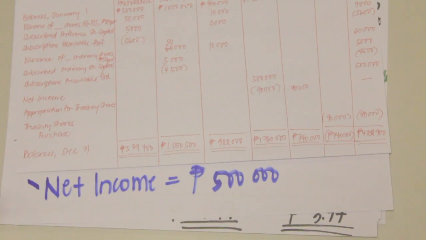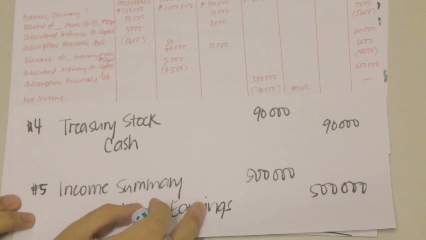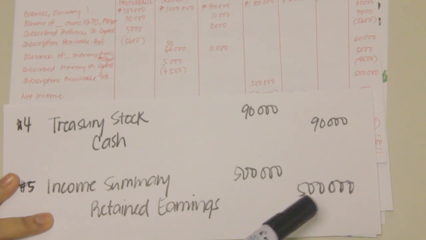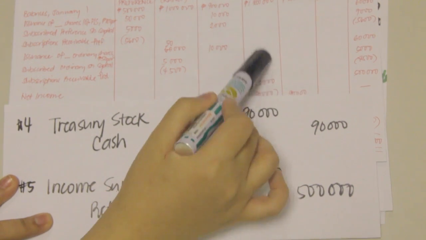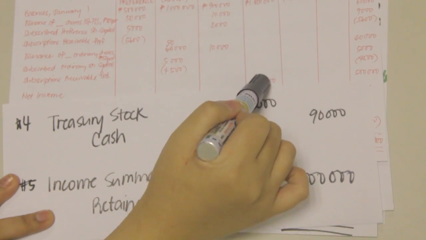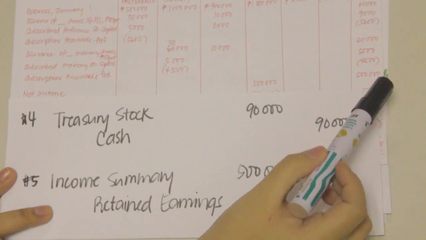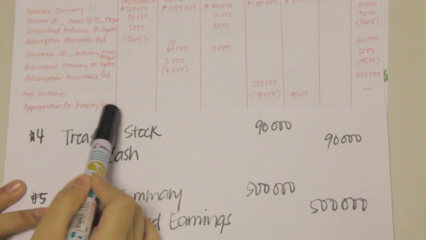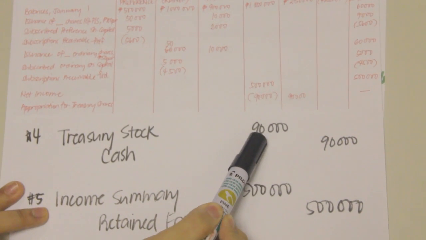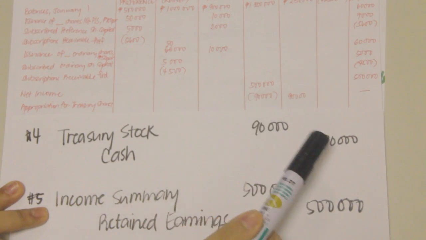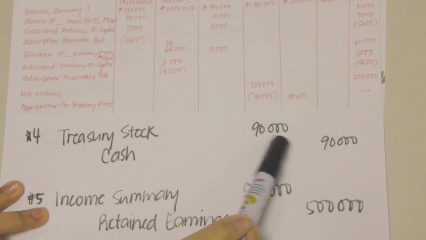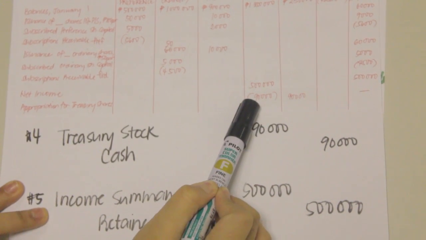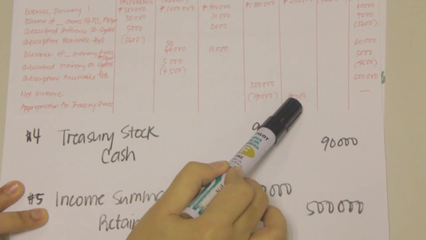And now we move on to recording your net income. Since it's a credit to retained earnings, we record it at the retained earnings column under free since it's not appropriated. So there, 500,000. And then we also have to record the appropriation for treasury shares. Since we acquired 90,000, we have to appropriate a portion of retained earnings for that cost. So we reduce the free retained earnings by 90,000 and add 90,000 to the appropriated side.